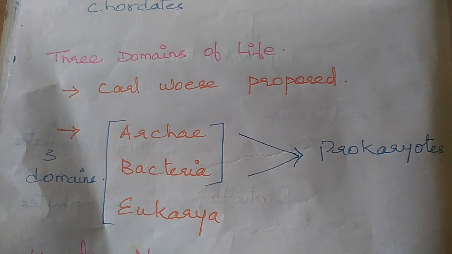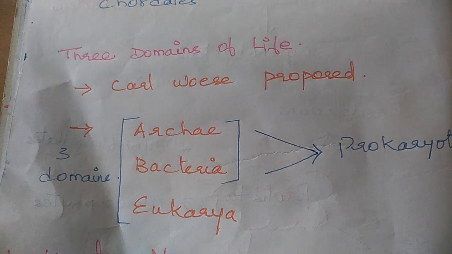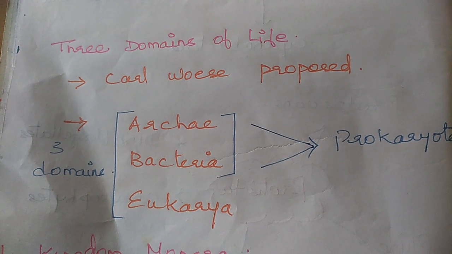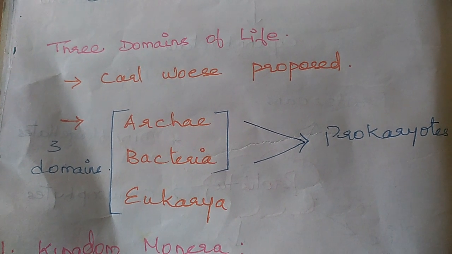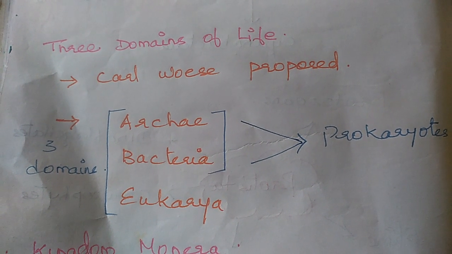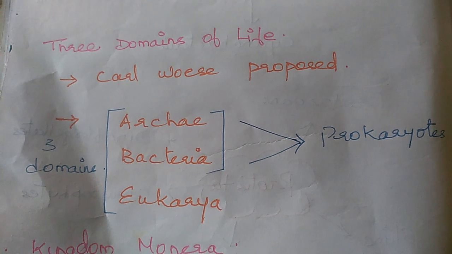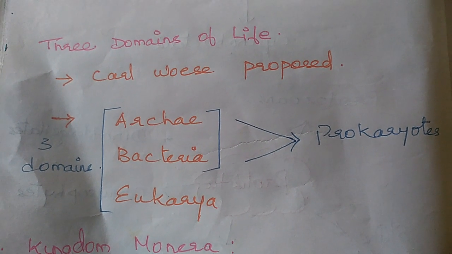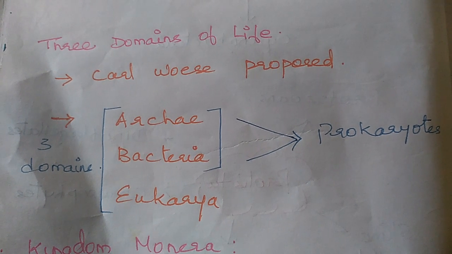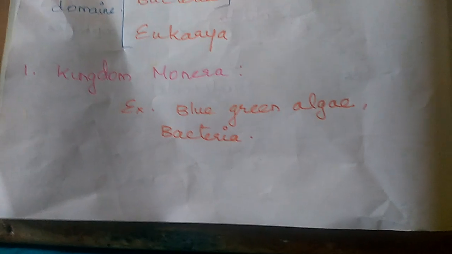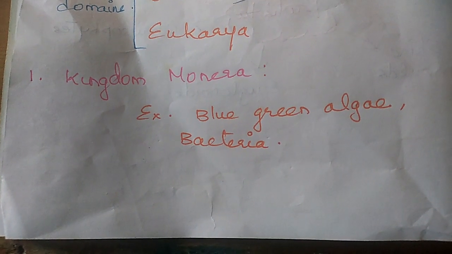So the next important thing is Carl Woese, who proposed the 3 domains of life. What are the 3 domains of life? The 3 domains are archaea, bacteria and eukarya. Archaea and bacteria together are called prokaryotes, and the next one is eukaryotes. And now let us see the kingdoms one by one.